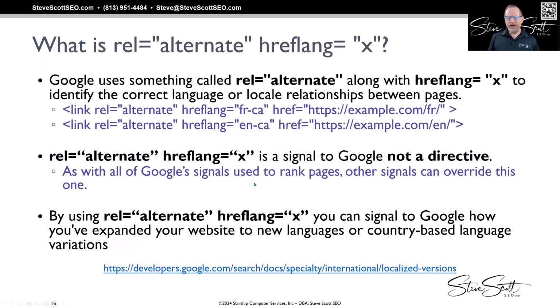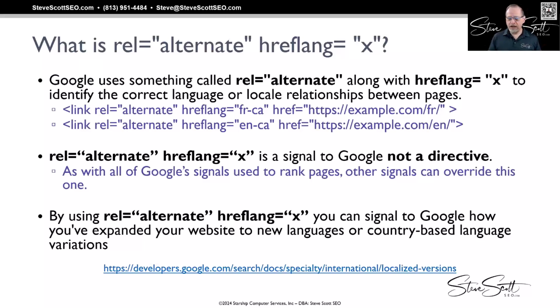Now, this rel alternate hreflang is a signal to Google. It's not a directive. It doesn't make them change things. And with all of Google's signals used to rank pages, there are signals that can override this one. So you need to be careful about how you're doing this, all right? And we'll get into the basics of how to do it right. And again, like I mentioned, some best practices.